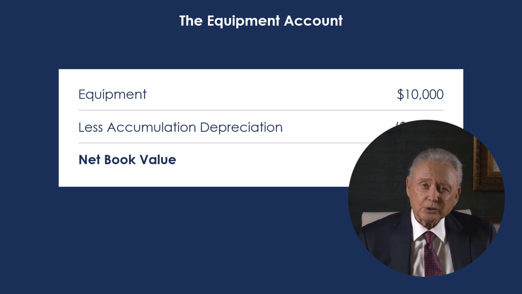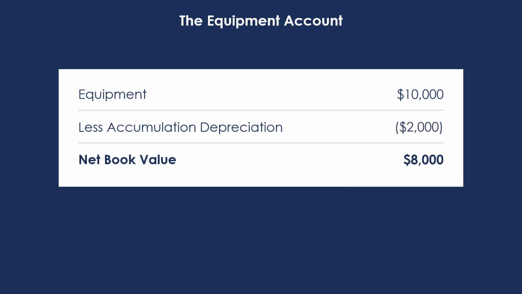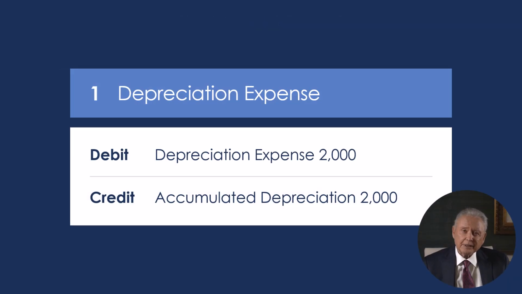In the financial statements, equipment is shown at cost of $10,000, and accumulated depreciation is shown as a credit balance offset to the equipment account. $10,000 less accumulated depreciation, $2,000, equals net book value, $8,000. Next year, another $2,000 will be charged to depreciation expense, and an additional $2,000 will be credited to accumulated depreciation. Here we see the debit to depreciation expense of $2,000 and the credit to accumulated depreciation of $2,000. The credit is a Contra account.